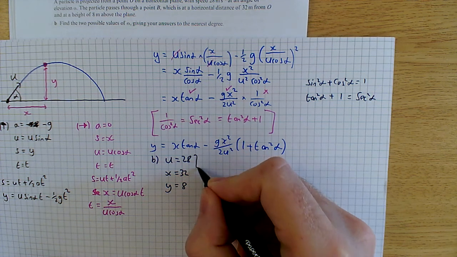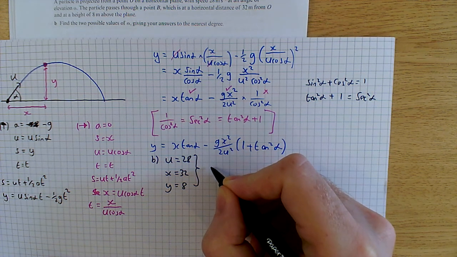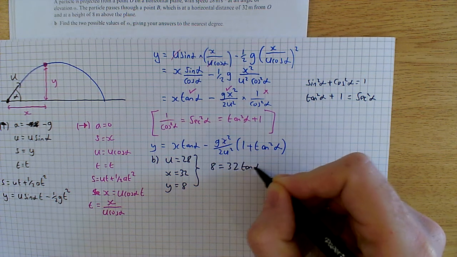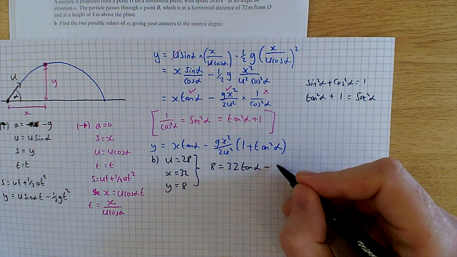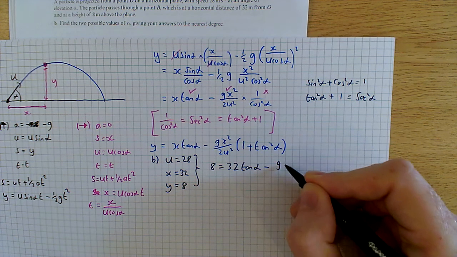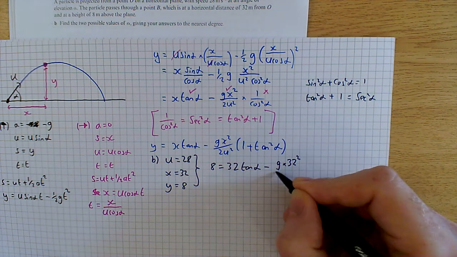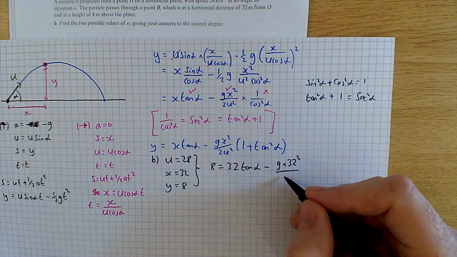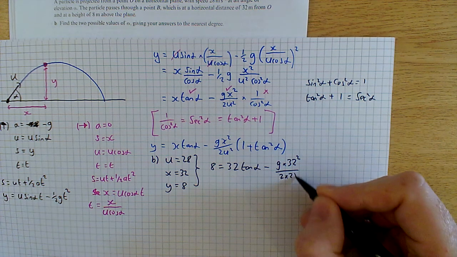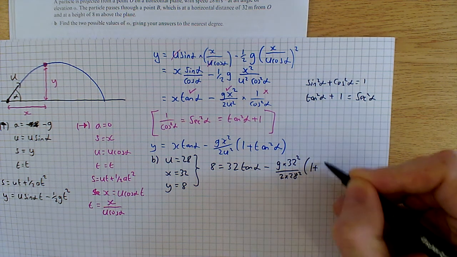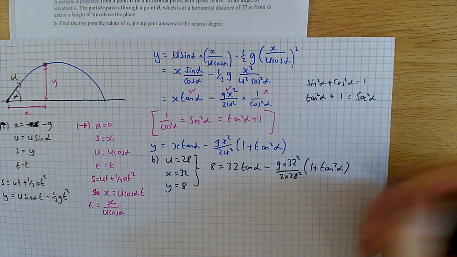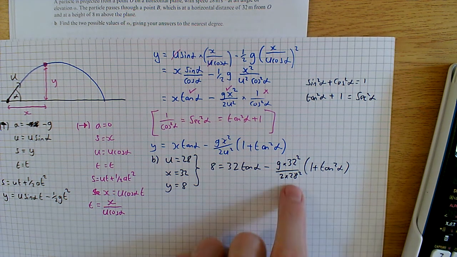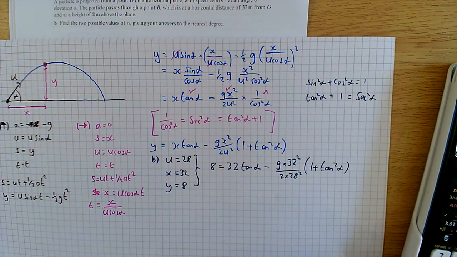So we've got 8 is equal to 32 tan alpha minus g times 32 squared over 2 lots of 28 squared multiplied by 1 plus tan squared alpha. Right, so then I'm going to collect up my fraction here, see what this all comes down to.